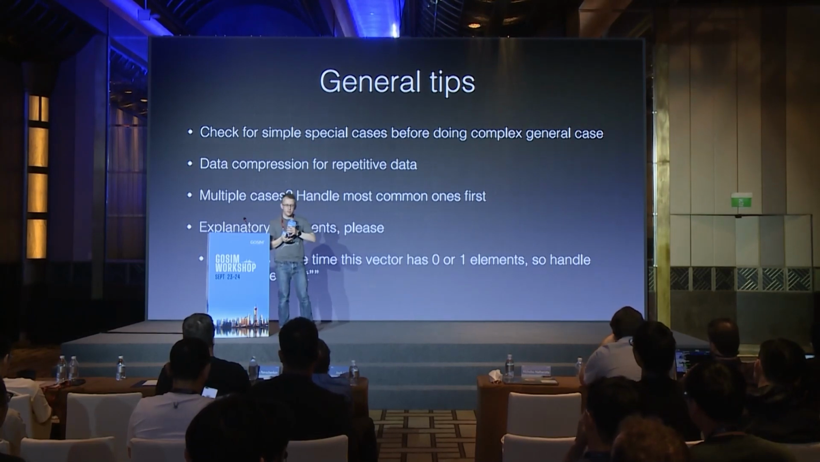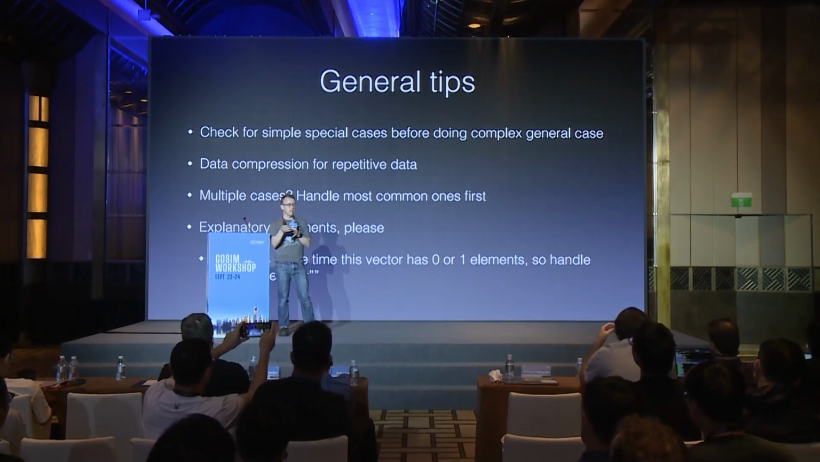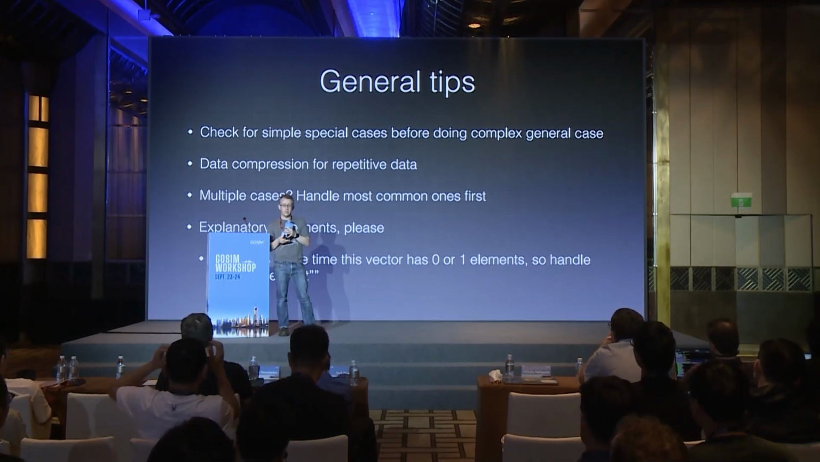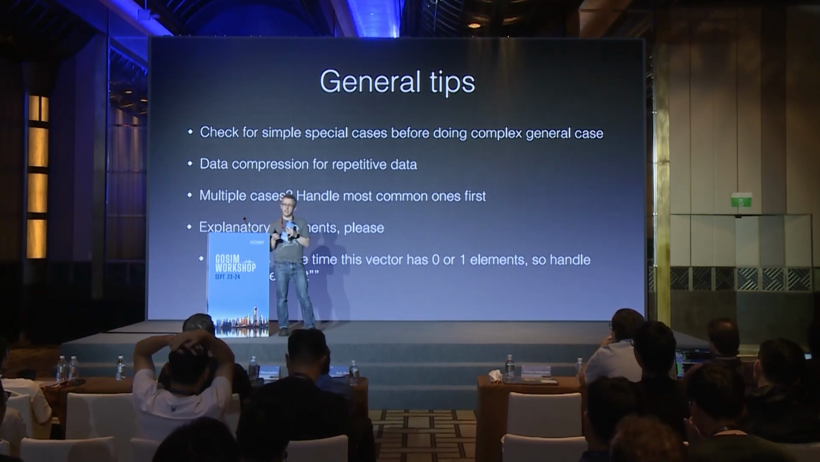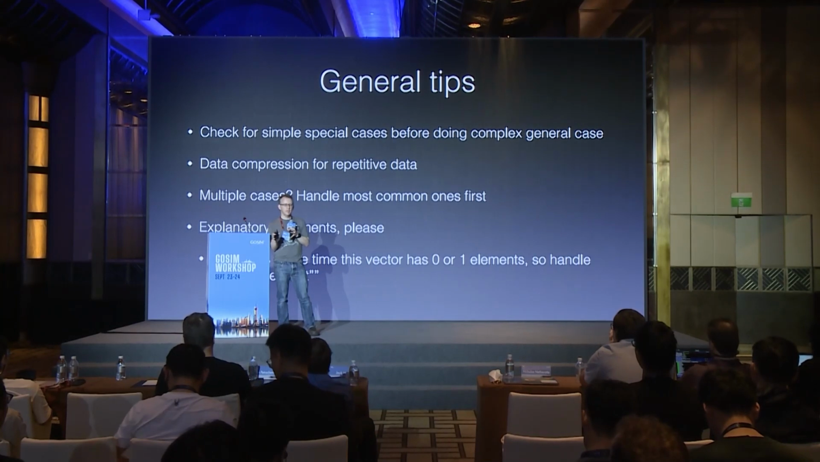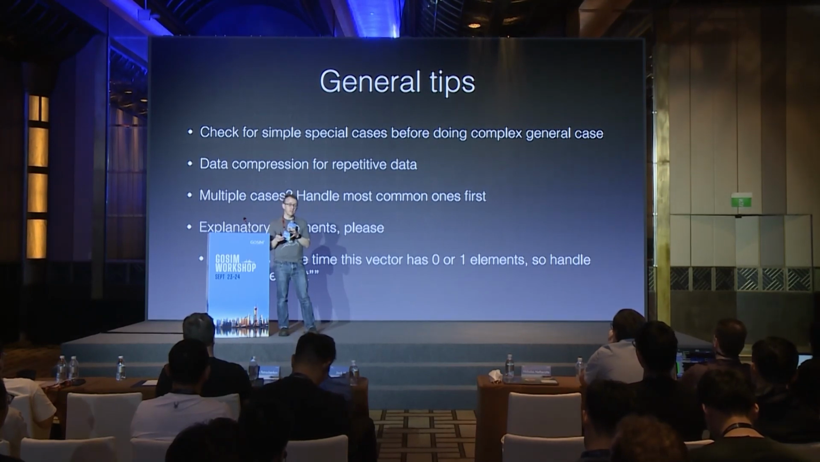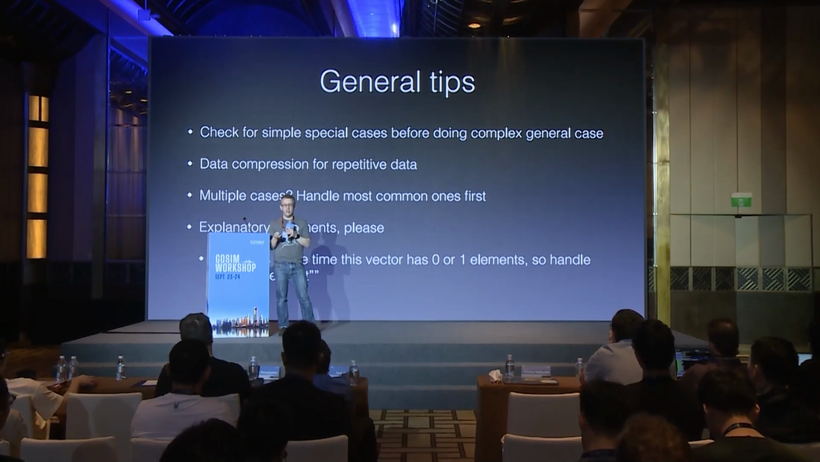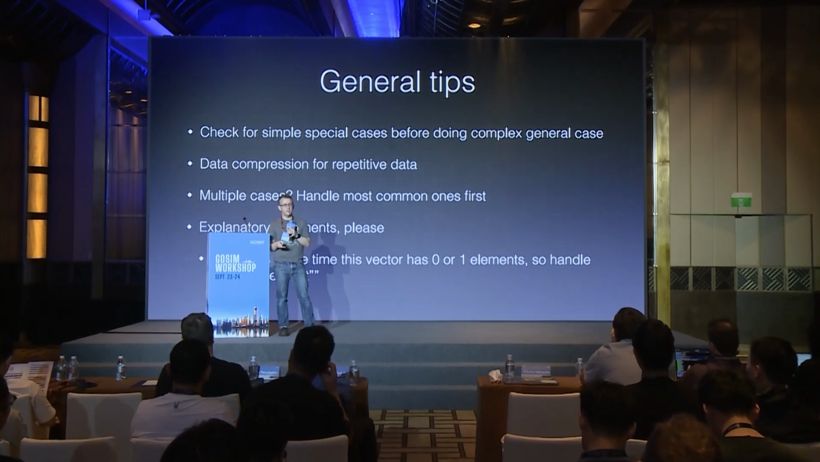Another good general principle is to check for simple special cases before doing complex general cases. Sometimes those special cases are a lot faster and they might be fairly common. Likewise, if you have repetitive data, sometimes you can do data compression to shrink the amount of data. And here I'm not necessarily talking about general purpose data compression like you would get with an algorithm like GZip. Sometimes you can have your own very simple little custom data compressions where maybe a couple of values are handled specially. Another obvious thing but worth saying is that if you're checking for multiple different possibilities, you put the most common one first. That will make things faster.